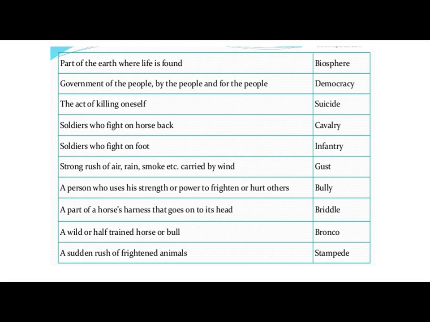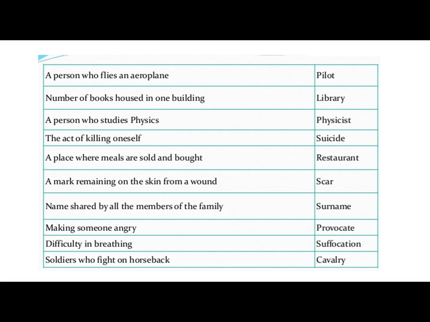Strong rush of air, rain, smoke, etc. carried by wind: gust. A person who uses his strength or power to frighten or hurt others: bully. A part of a horse's harness that goes on to its head: bridle. A wild or half-trained horse or bull: bronco. A sudden rush of frightened animals: stampede. A person who flies an aeroplane: pilot.